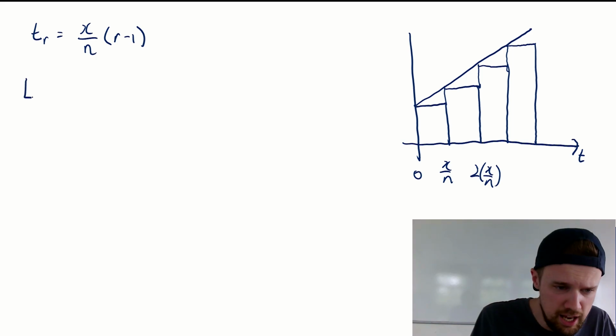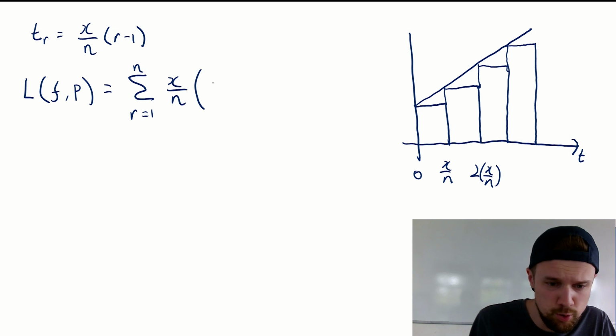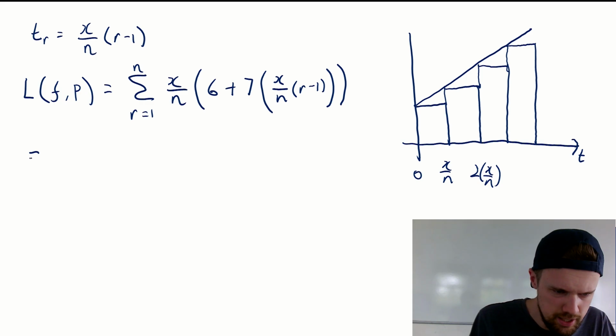Therefore, the lower Darboux sum is going to equal the sum of r equals 1 to n of the width of each rectangle times the height of each rectangle, which is just formed by doing the function with our t values plugged in. There we go, I've got enough brackets now. And then it's just a case of doing a lot of multiplying of brackets there.